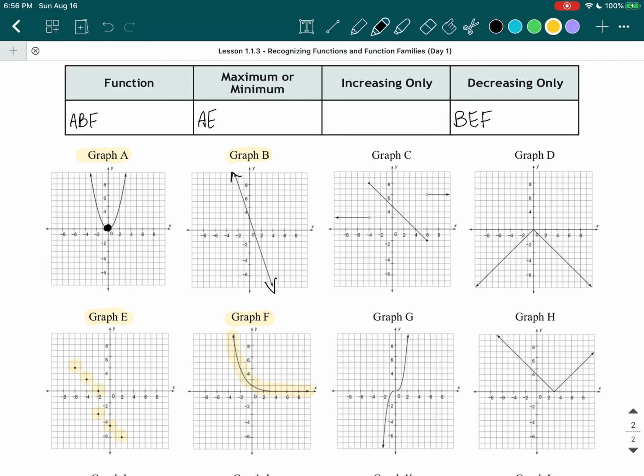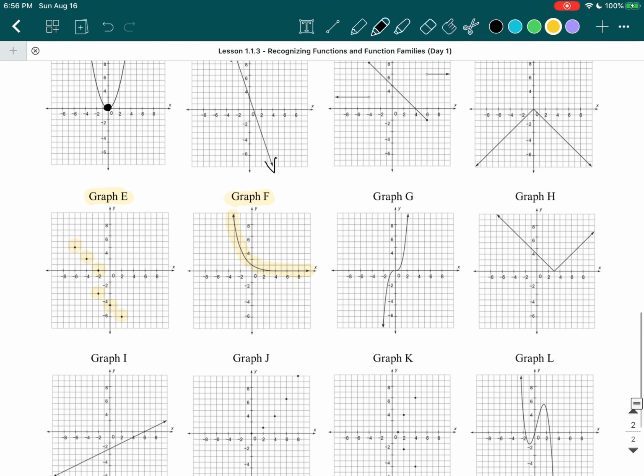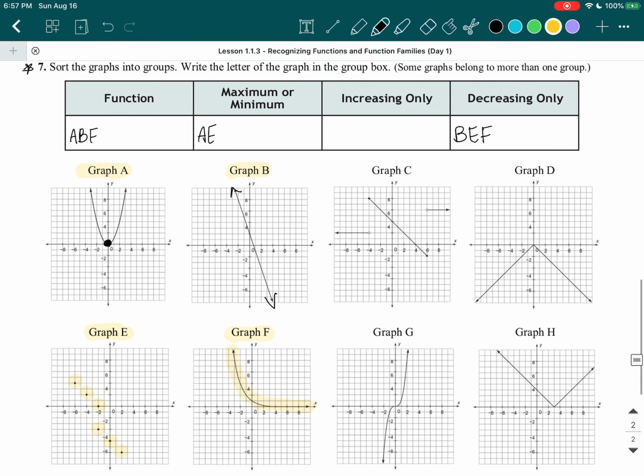Okay, so now we were able to sort graphs A, B, E, and F onto our chart. Now it's your task to sort graph C, D, G, H, I, J, K, and L into this chart, okay? So if you have any questions, please do not hesitate to ask. I will be happy to help.